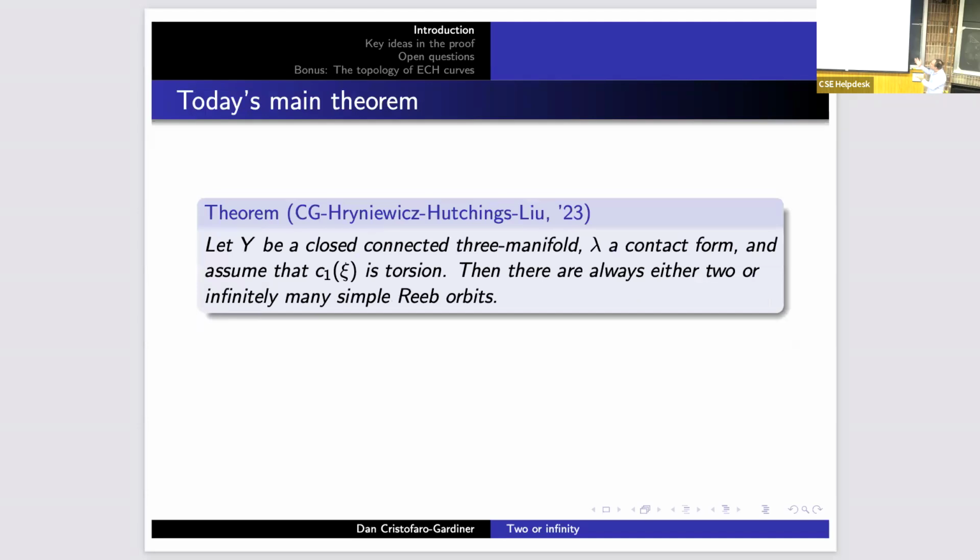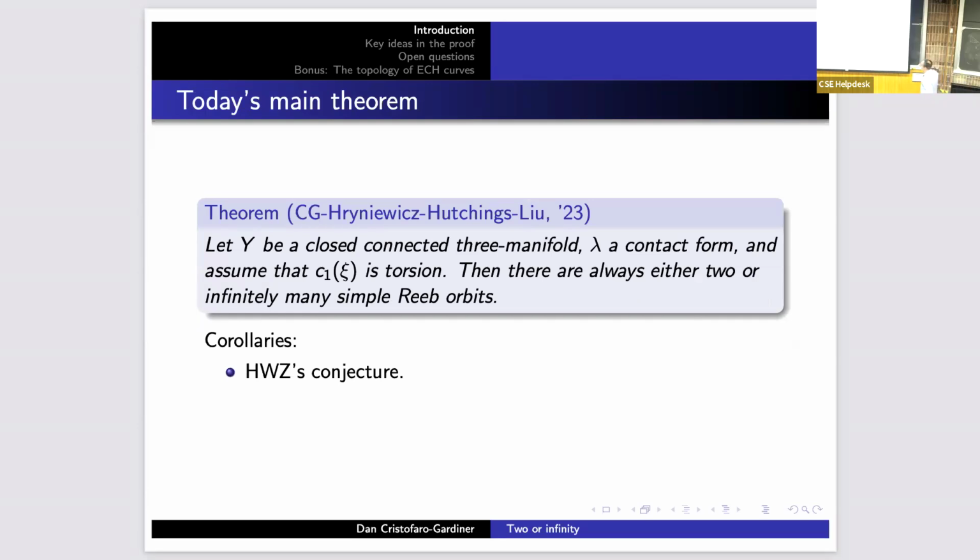Okay, so here's the theorem. Say I have a contact form on a closed connected three-manifold, and the Chern class of its contact structure is torsion, then there are always either two or infinitely many simple Reeb orbits. So it's a recent theorem. It's from last year, about a year old at this point.